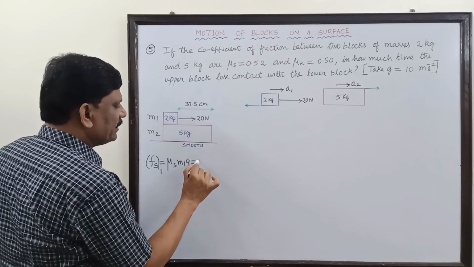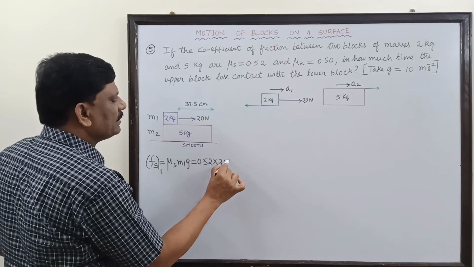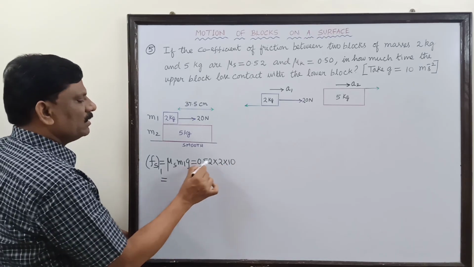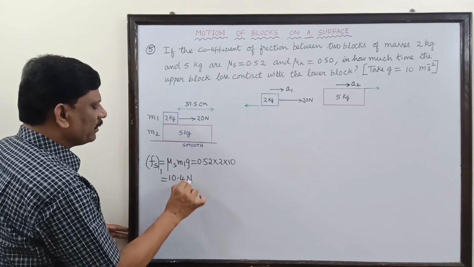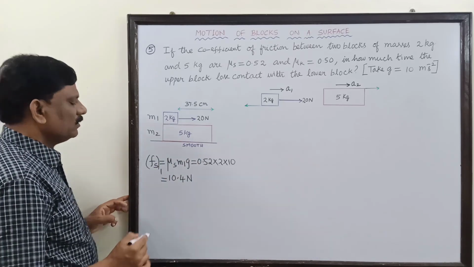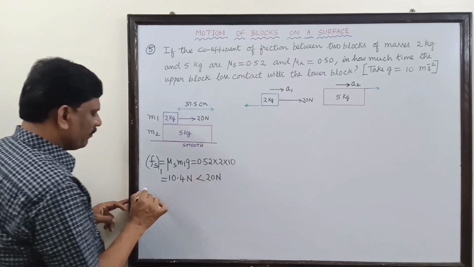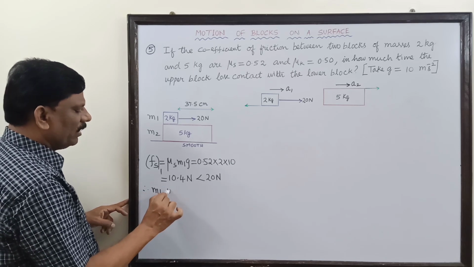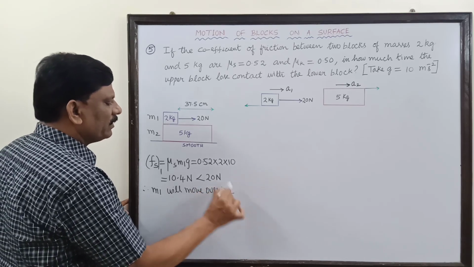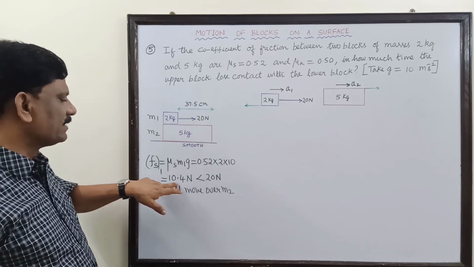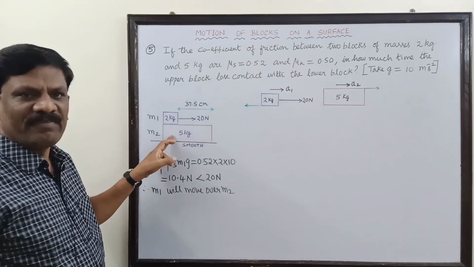So mu static is 0.52 into m1 is 2 kg and this is into 10. So this is 5.2 into 2 is 10.4 Newton. So this 10.4 Newton is less than this 20 Newton. Therefore, M1 will move over M2. So this frictional force is less than the applied force. Therefore, M1 is going to slide over the mass of 5 kg.